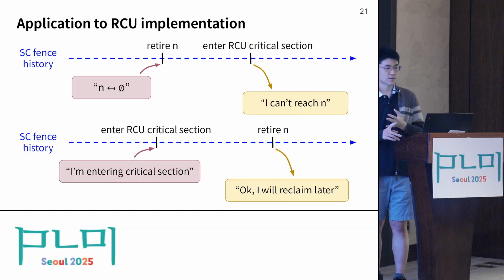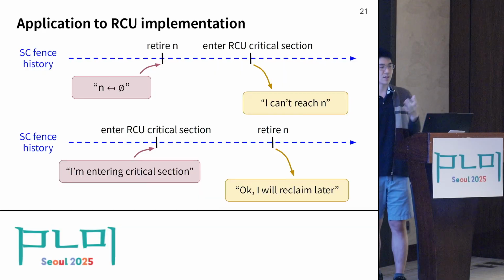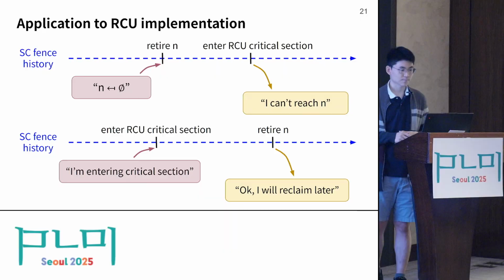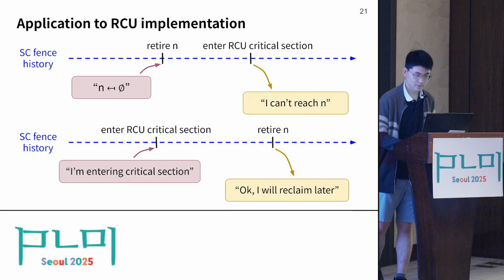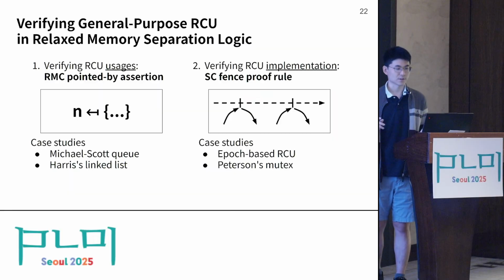And second, if the fence of the critical section came first, then the RCU system is going to see that there can be a thread inside the critical section, which means that the RCU system is going to defer the reclamation. So that was our SC fence logic.